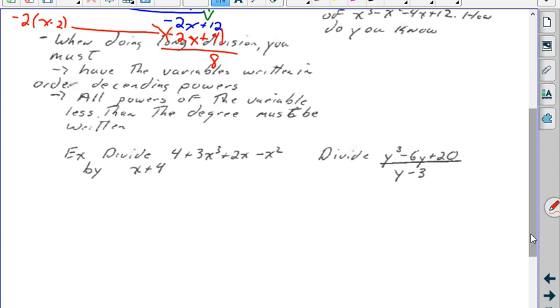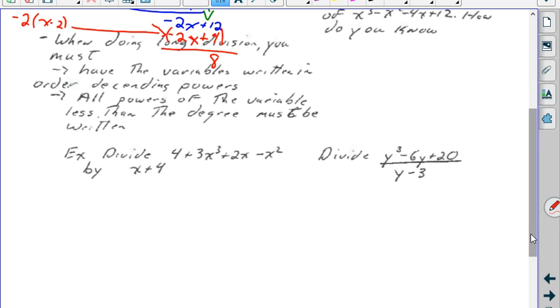The variables must be written in descending order. In this case, I gave you a nice easy one. I wrote it as x cubed, x squared, x, and then constant. But they need to be written in descending order. And if you have a term missing, you must write that term in.